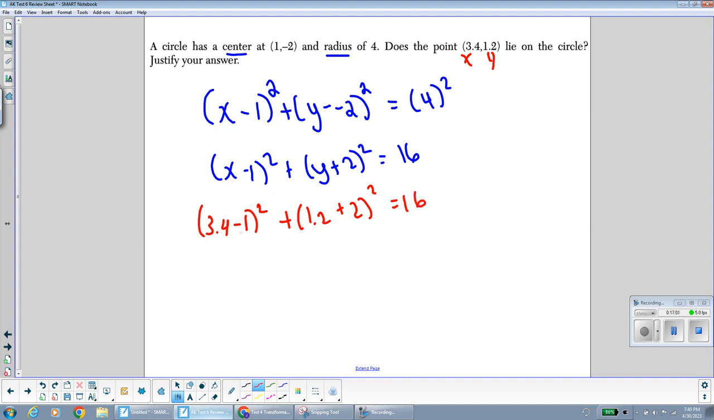I'm going to type this into my calculator. Parentheses, 3.4 minus 1, close parentheses squared, plus parentheses, 1.2 plus 2, close parentheses squared. So I'm going to type this whole left-hand side into my calculator and hit enter, and I get 16. 16 is equal to 16. That is a true statement. So yes, this point does lie on the circle, and our work here justifies it.